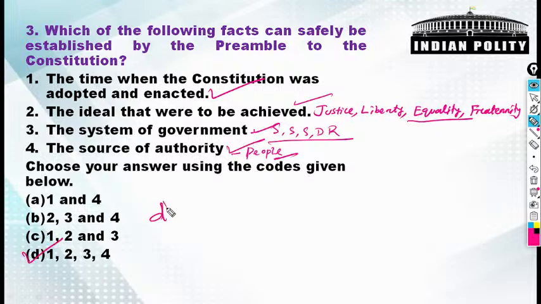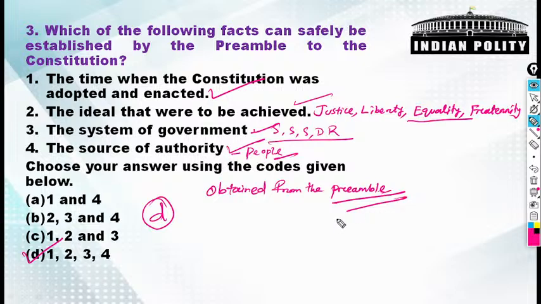So 1, 2, 3, 4 will be the answer. That means these above four facts are obtained from the preamble. One, two, three, four. Is that clear?